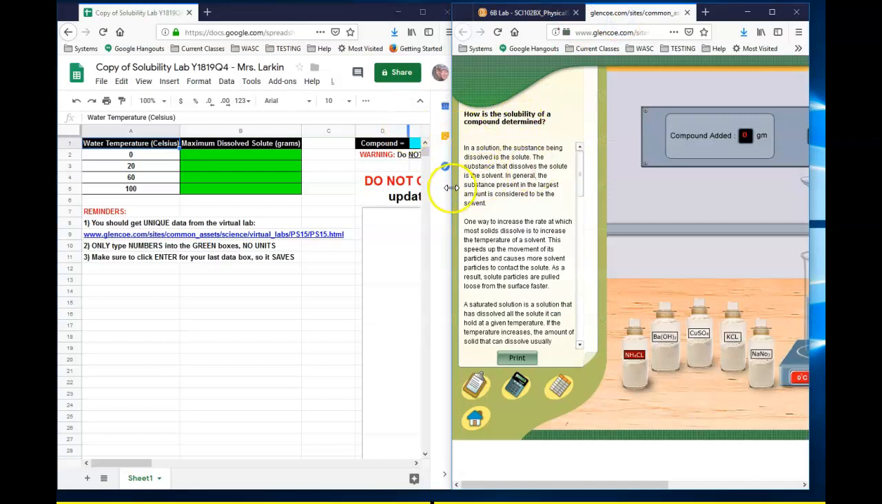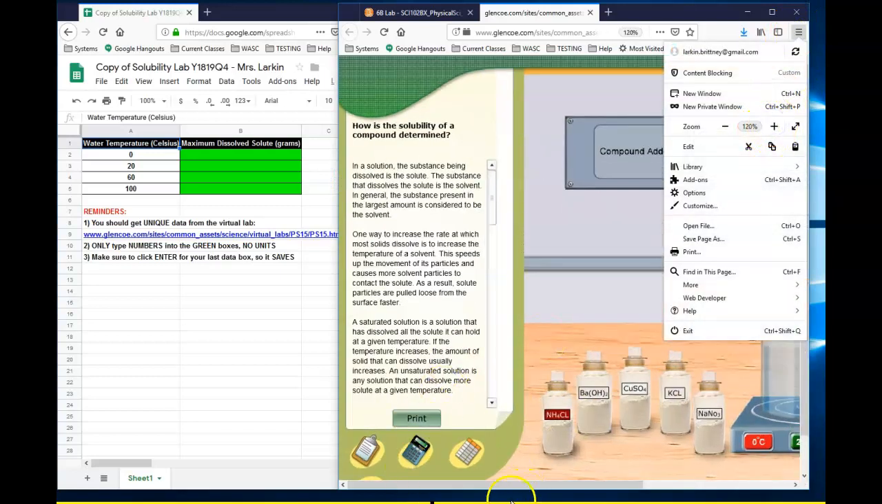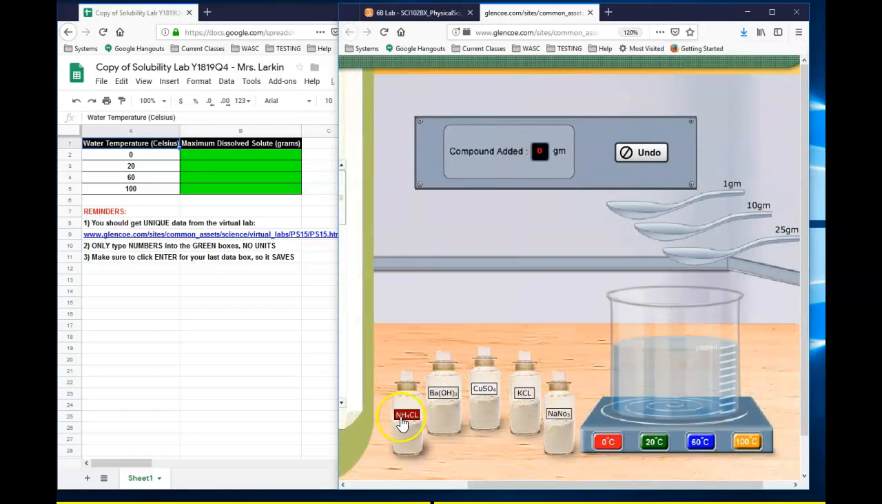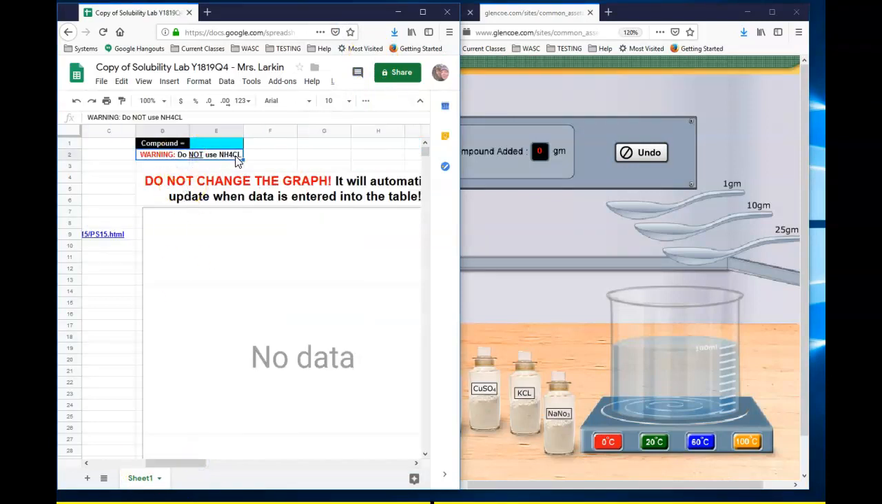So here we go. What we can see here is we can see 5 different chemicals. Sorry, let me blow these up a little bit. So NH4Cl, Ba(OH)2, so barium hydroxide, copper sulfate, CuSO4, potassium chloride, KCl, or sodium nitrate, NaNO3. Okay, so these are the 4 different compounds that you can have. Now, again, you are not allowed to use the first one. So I tell you here in the blue box, do not use NH4Cl. That is the one that I am using. And so you cannot use that one because then you'll have the same data as me, which is cheating.